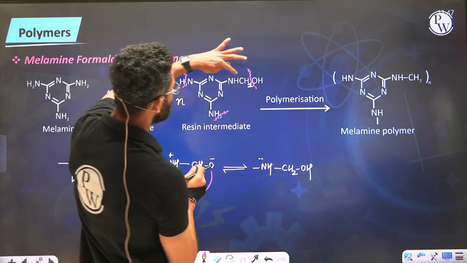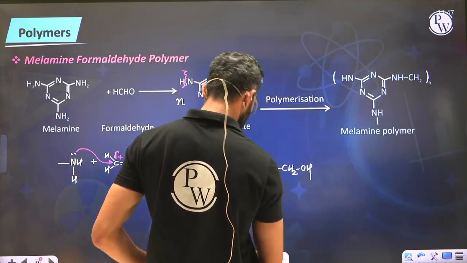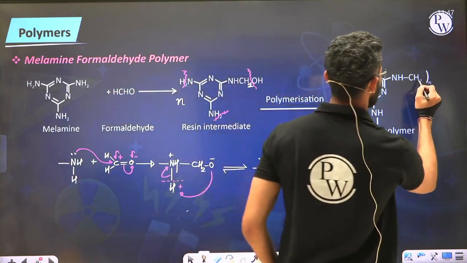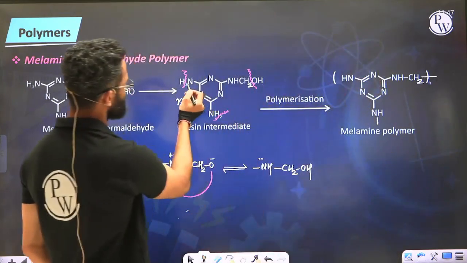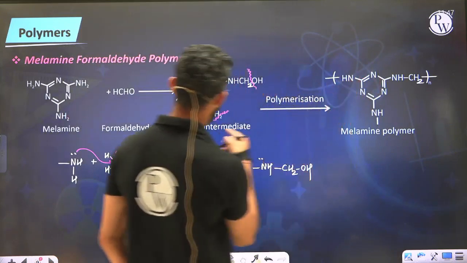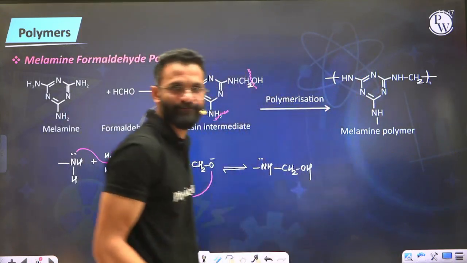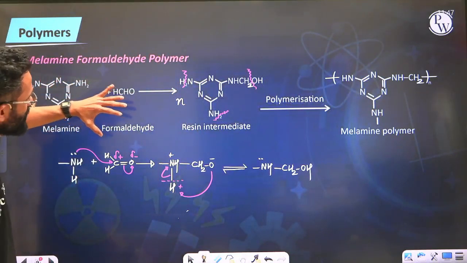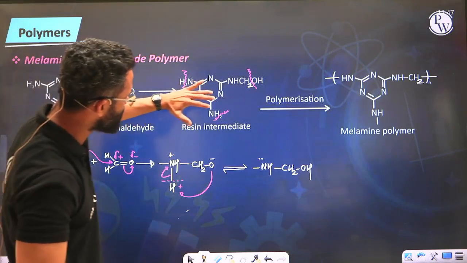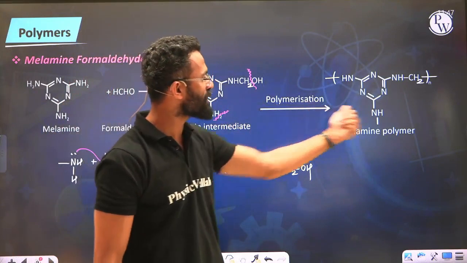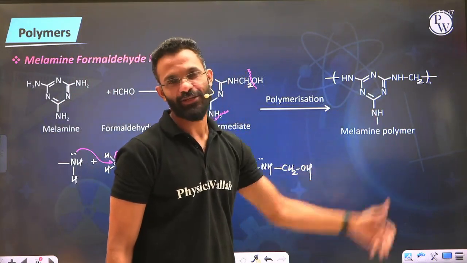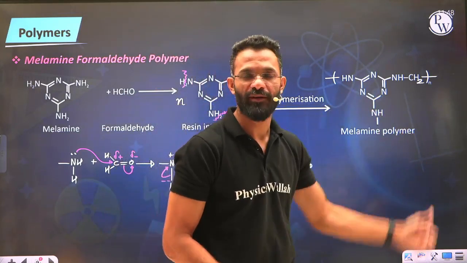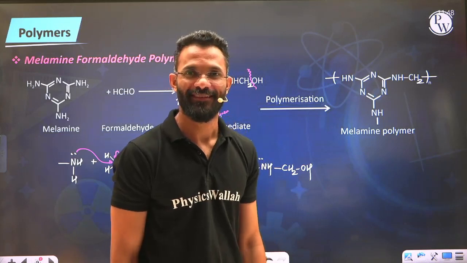So see, what are we going to get? NHCH2 dash, which will be further continued. NHCH2 dash, which will be continued. This NH2 has lost one H, so one H is still intact, and even this has lost one of these, so even this will continue. So that's how melamine upon condensation reaction with formaldehyde will first form an intermediate, which upon condensation polymerization will give you the melamine polymer. Since it is obtained by condensation of melamine and formaldehyde, we call it the melamine formaldehyde polymer. Yes, everyone.